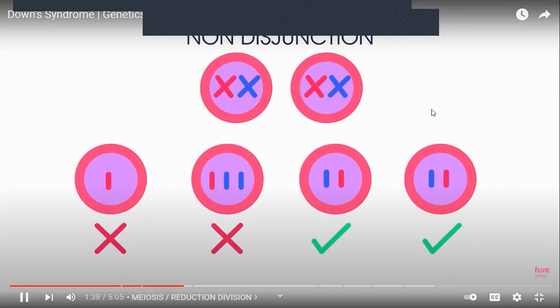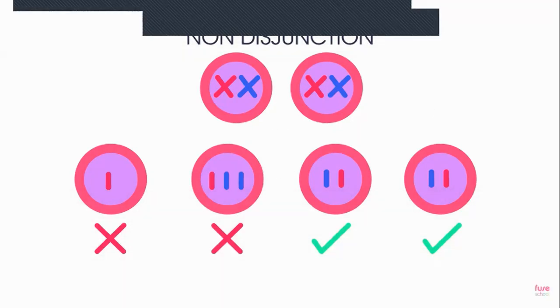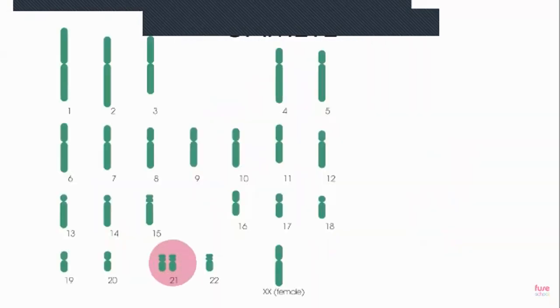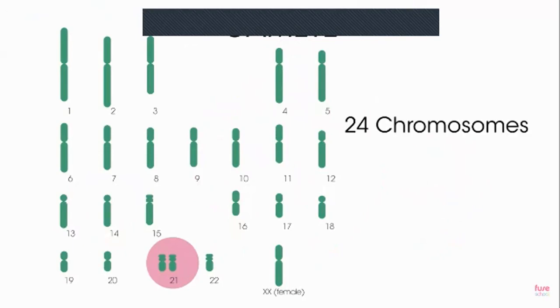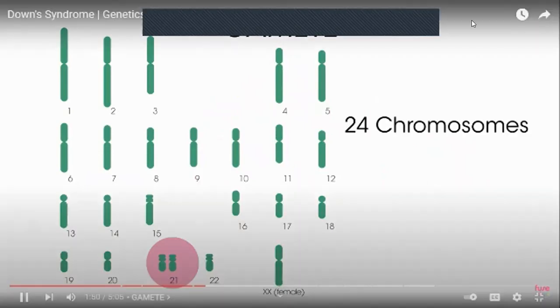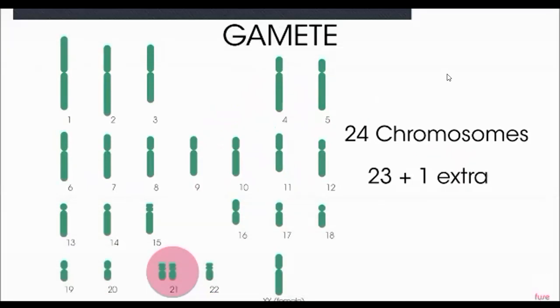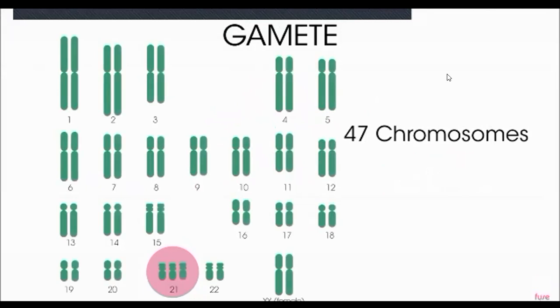Example of non-disjunction in humans is the condition known as Down syndrome. In this case, the 21st chromosome fails to segregate, and the gamete produced possesses 24 chromosomes, 23 plus an extra copy of chromosome 21. The fusion of this gamete with a normal one results in the offspring having 47 chromosomes.